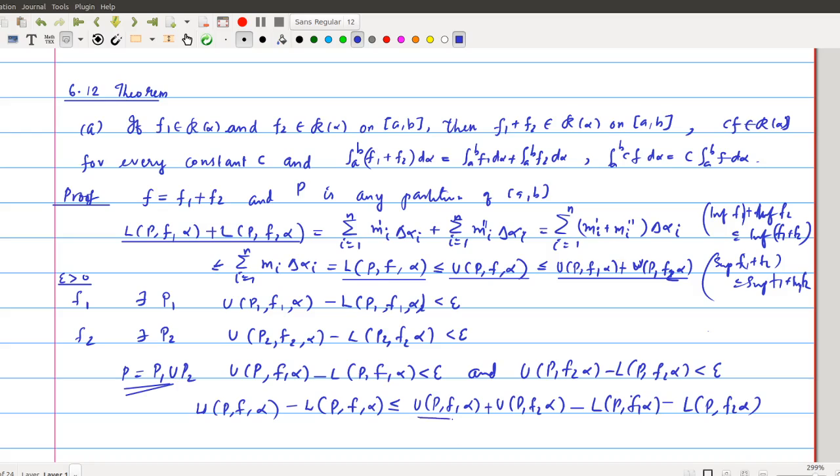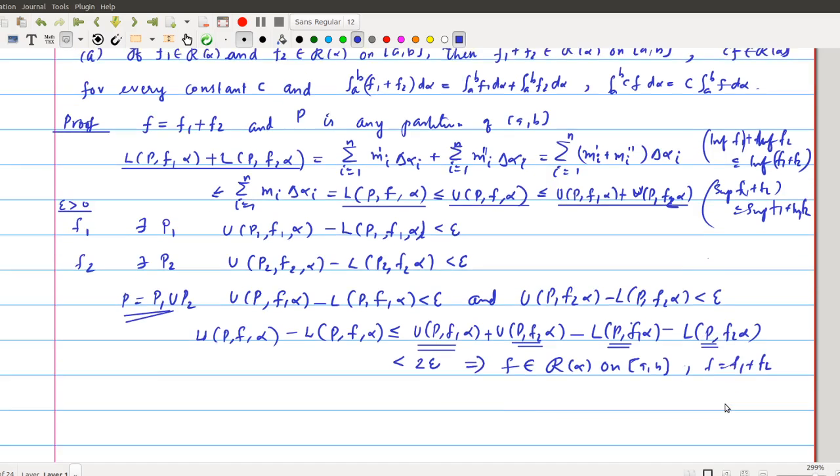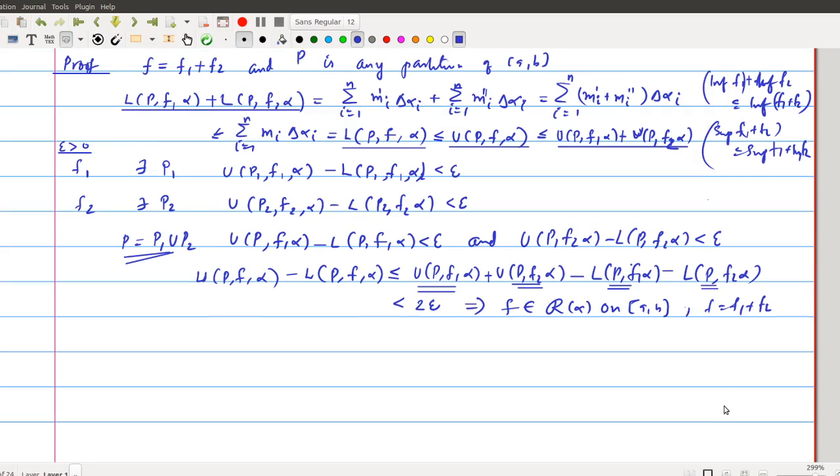But we know that U(P, f1, alpha) minus L(P, f1, alpha) is less than epsilon, and U(P, f2, alpha) minus L(P, f2, alpha) is less than epsilon. So this is less than 2 epsilon. Okay, so this implies f belongs to R(alpha) on [a, b], where f is f1 plus f2. So the sum of two integrable functions is again an integrable function.